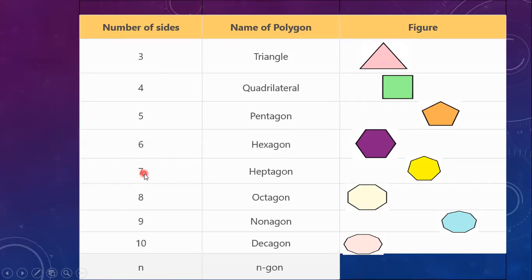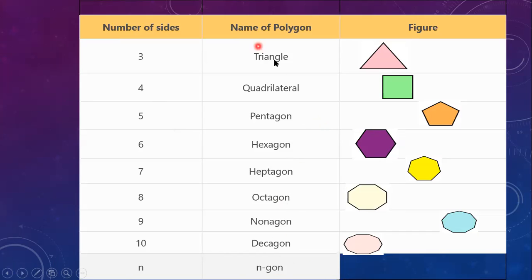And where the 7 sides will be, that is called a heptagon. 7 sides. And where the 8 sides will be, that is called an octagon. So in this diagram, 8 sides will be. And where the 9 sides will be, that is called a nonagon. And where the 10 sides will be, that is called a decagon. And where the n, that means the number of sides, n-gon.